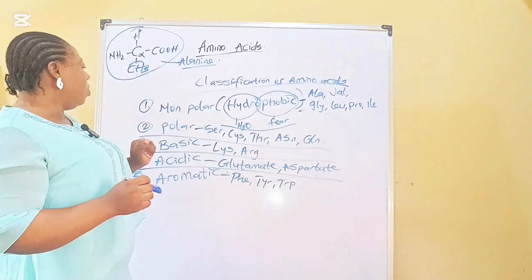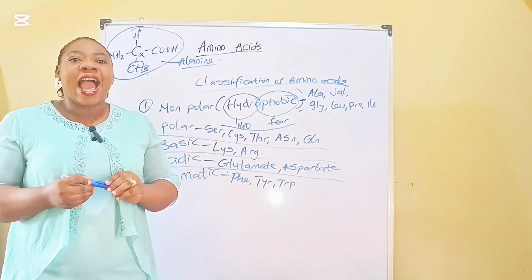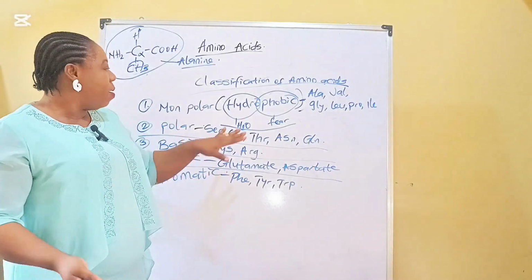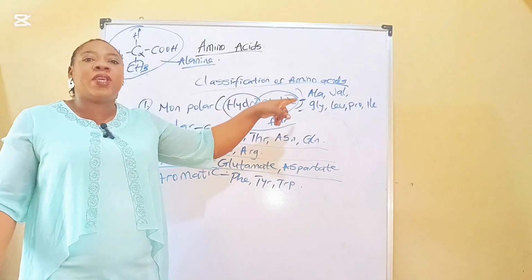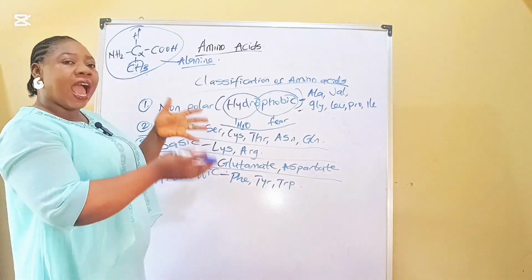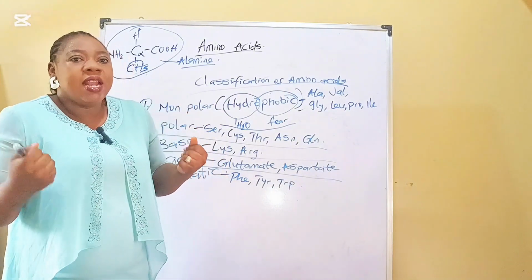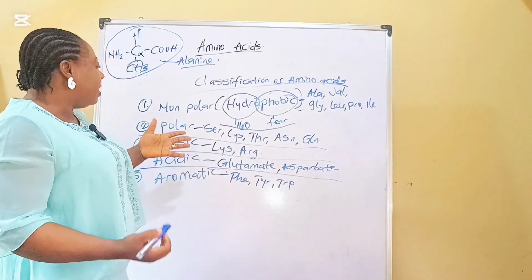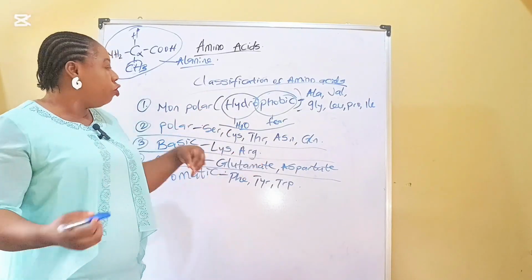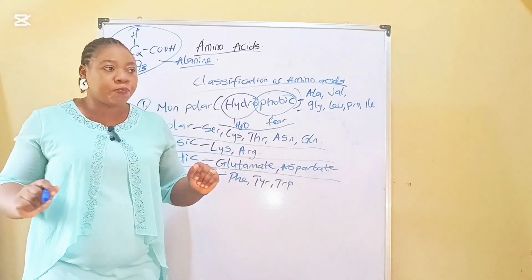Now, let's move on. The polar amino acids are also referred to as the hydrophilic. Remember, the non-polar are hydrophobic, but these polar ones are hydrophilic, meaning that hydro is water, philic is loving, they love water. So examples include serine, cysteine, and others.